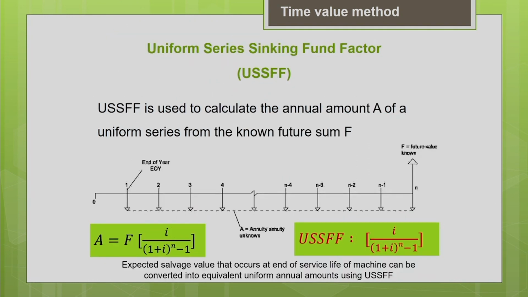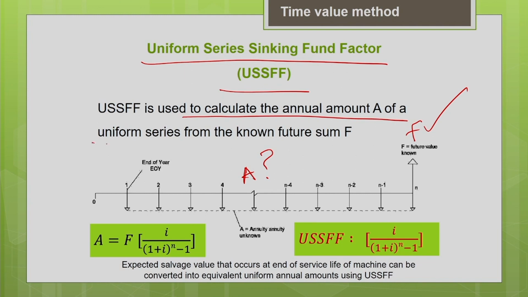So another important factor is the uniform series sinking fund factor. It is the inverse of the earlier case we have discussed. In this, the series of cash flow, the uniform series A, is unknown, but your F is known. This is used to calculate the annual amount A of the uniform series from the known future sum F. So your future sum F is known, and I am going to find the equivalent A for that.